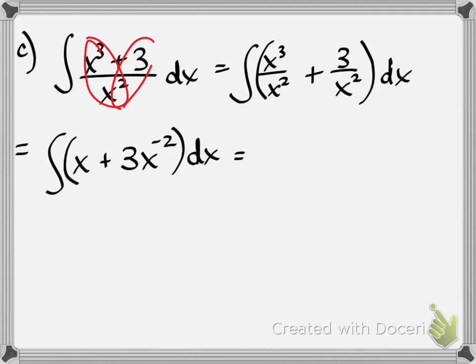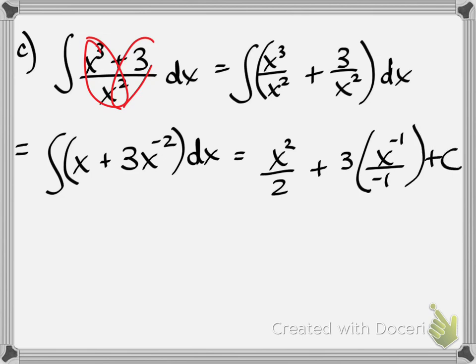Now they're both x to powers, so it's x squared over 2 plus 3 times x to the negative 1 over negative 1 plus c. So that's x squared over 2 minus, I think I will make that become 3 over x to the positive 1 plus c. Make sure you see what happened there.